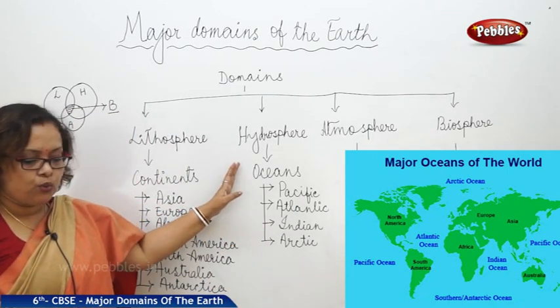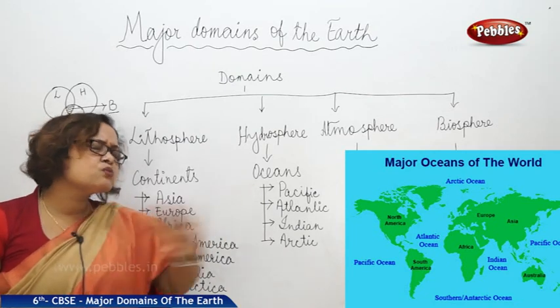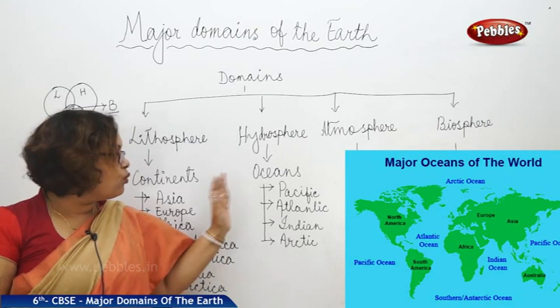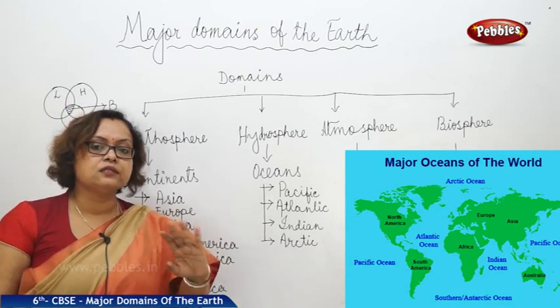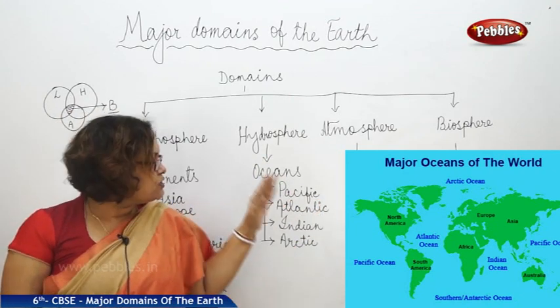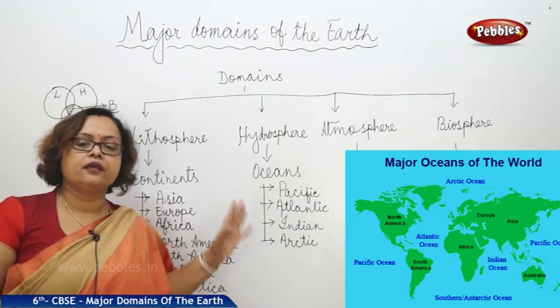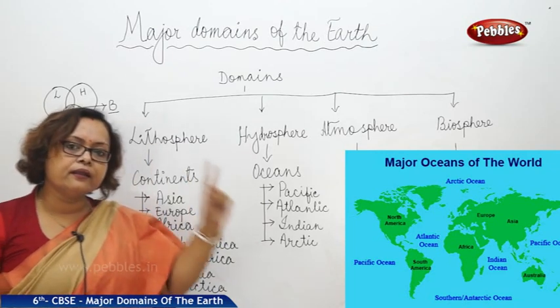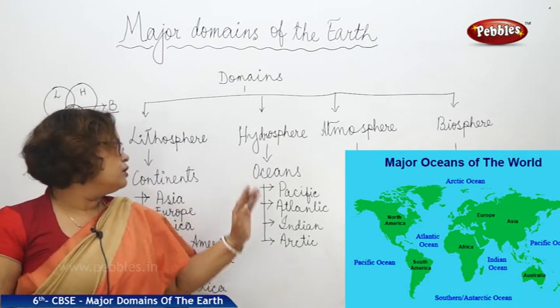Now, coming to the oceans: oceans are massive water bodies, but the water is salty. We need to remember that. Ocean water is never static; it is always moving from one place to another. And all these oceans are interconnected. They are separated by the continents, but they are connected in some places.